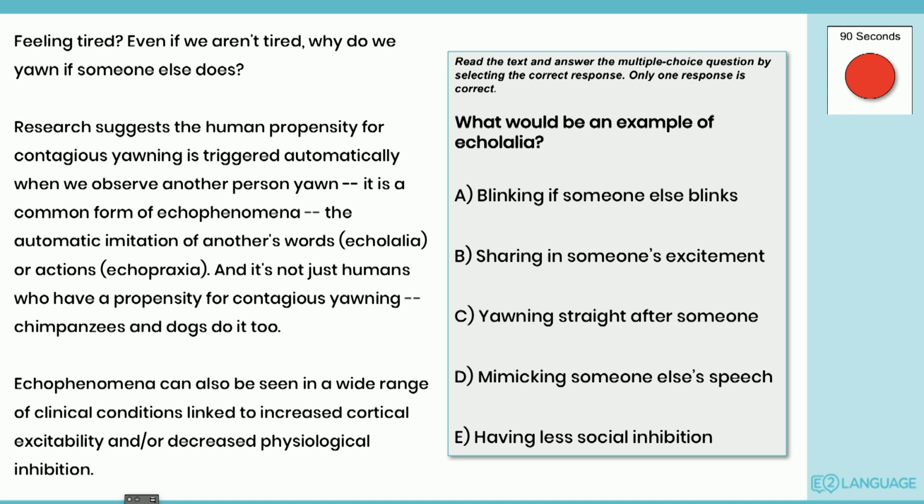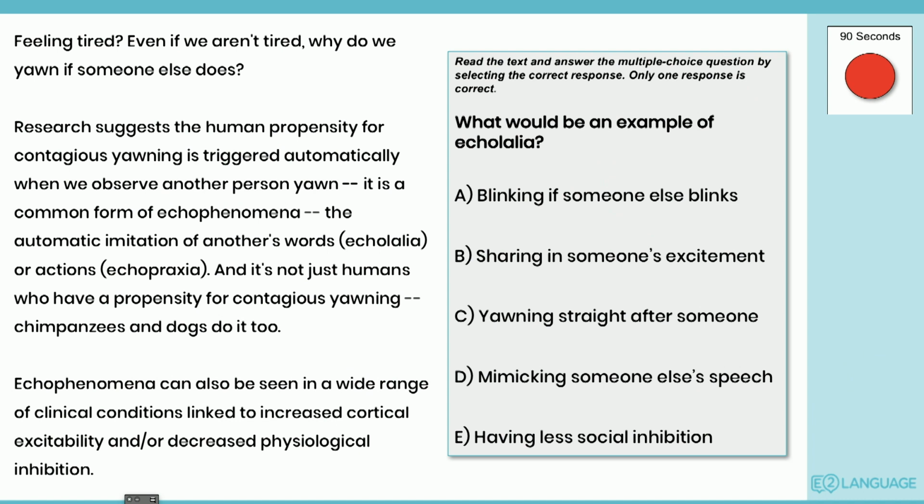Okay, so what would be an example of echolalia? So you're going to read the question prompt and you're going to think, uh-oh, I have no idea what echolalia means. That's okay, because the meaning will be in the text, right? So therefore, again, you're going to have to read that text carefully and deeply.